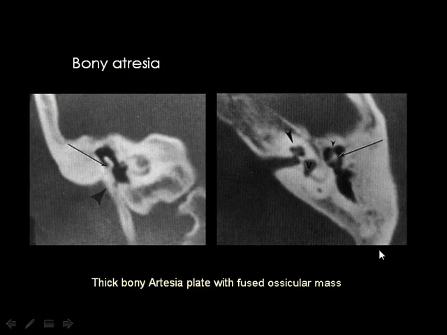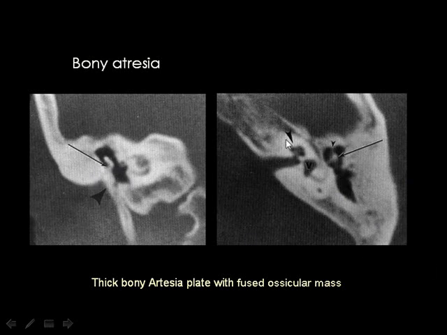Then in the bony atresia, you cannot see any external auditory canal. There is only bone underneath the skin, and there is no canal at all. In the same way, you should report about the abnormalities in the ossicles if they are fused together, and sometimes they are also fused to the inner bony wall of the middle ear cavity, as seen in this case.